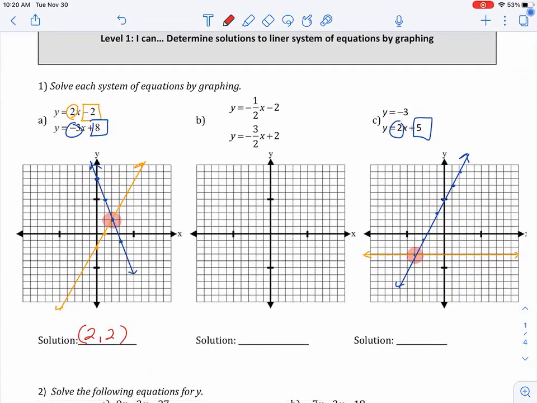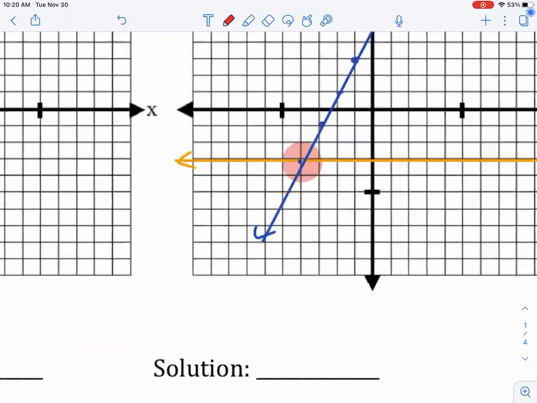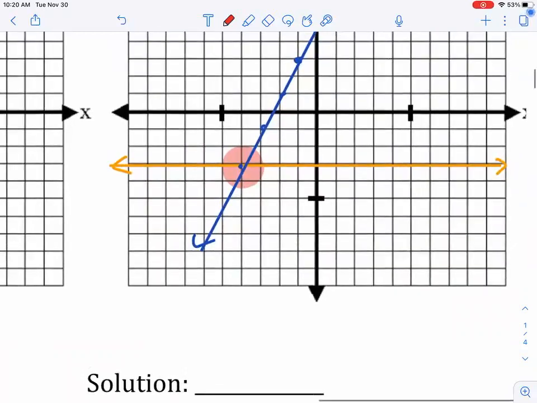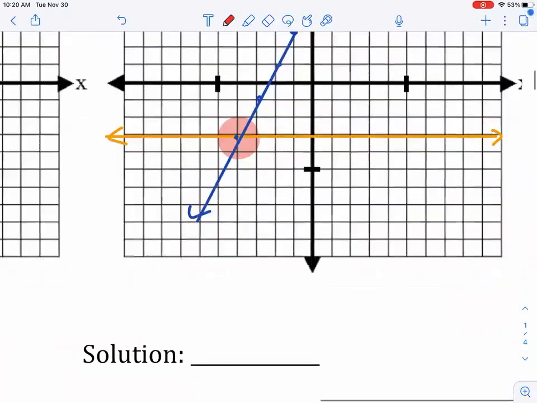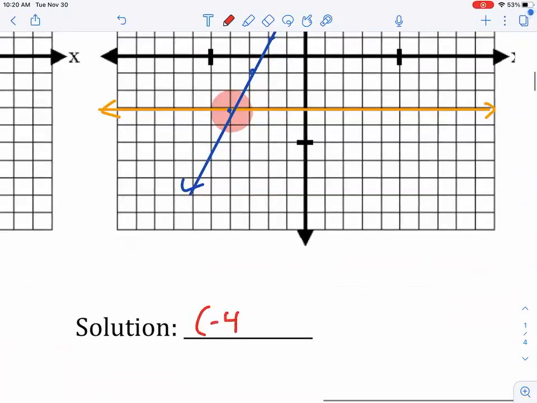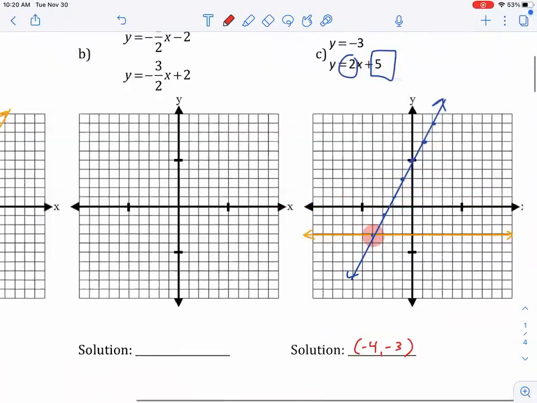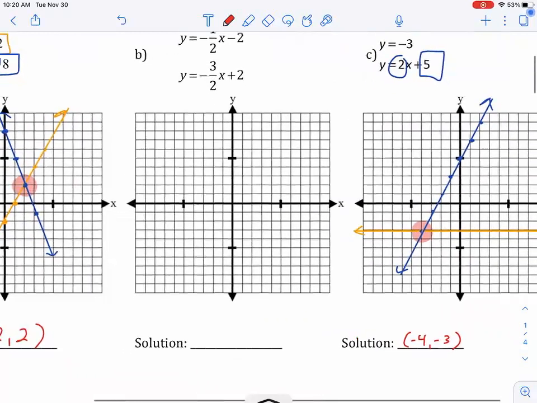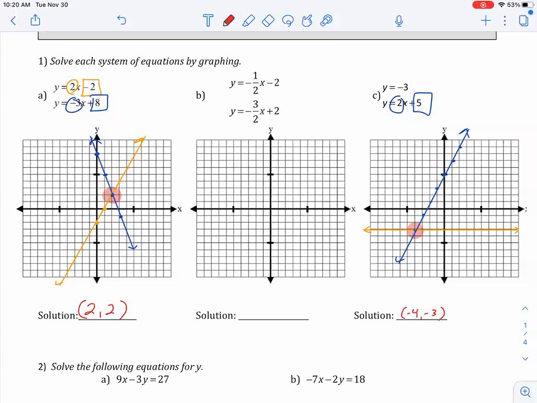And so the place where those two lines intersect is at -4 and down 3. So that's at (-4, -3). All right, so we're just graphing the two lines. Graph the first line, graph the second line, and then we want to find the intersection point. How about if you guys try part B, okay?